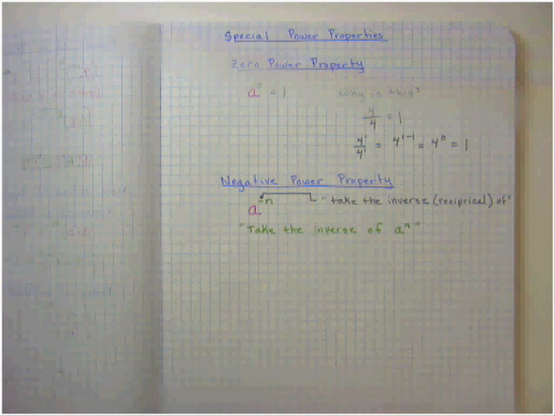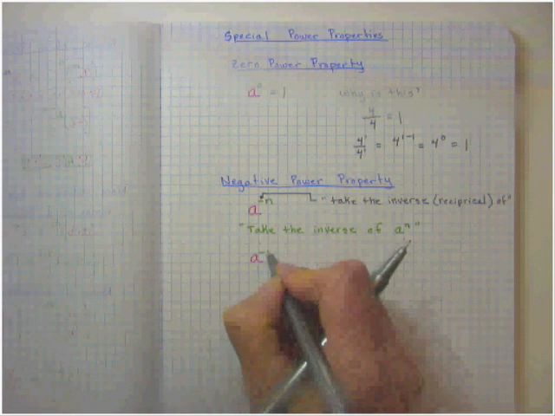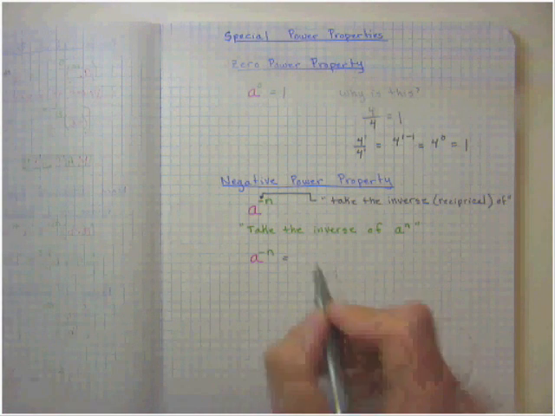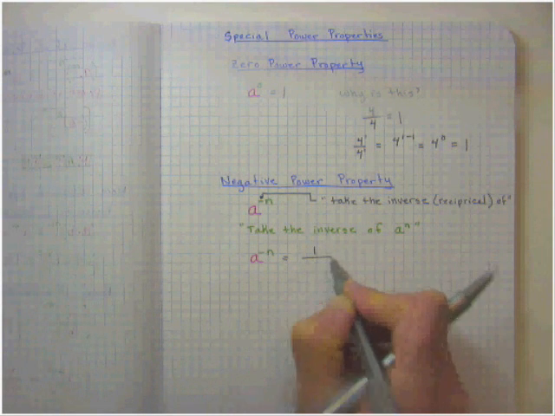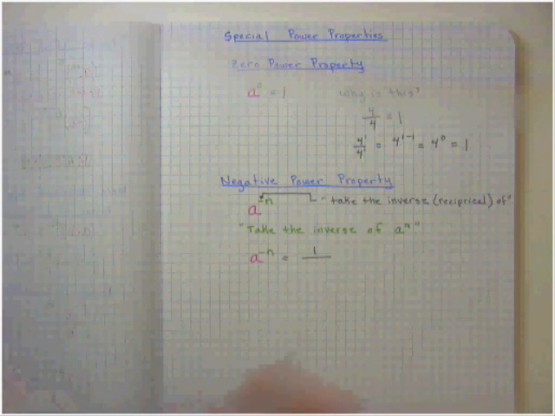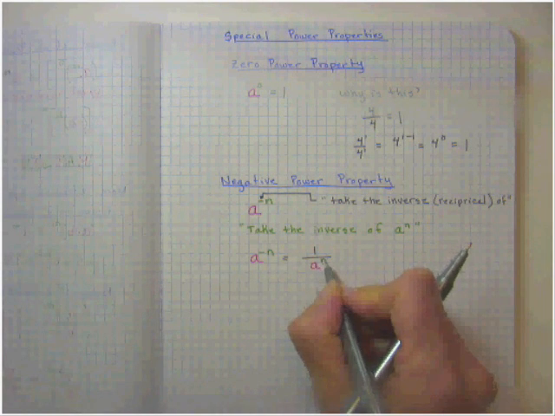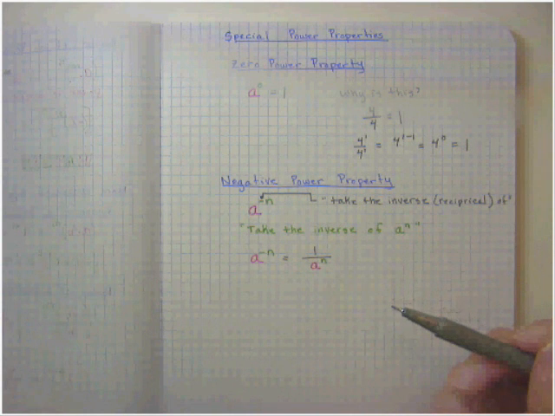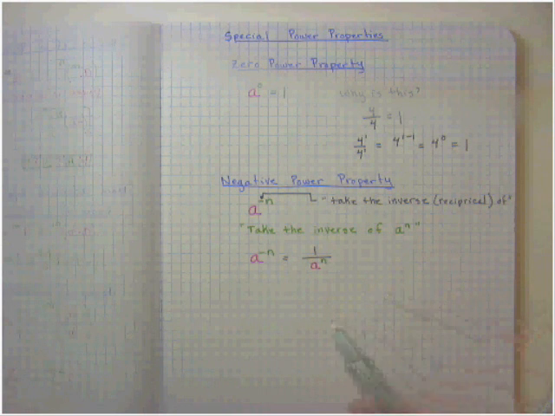Okay, so let's see what that would look like. So if I have a to the negative n, that's going to equal, that's going to go downstairs in the denominator because we have to take the inverse of a to the n, so then it's going to be a to the n. Notice there's no more negative sign in front of that exponent. It's where it wants to be. Okay? So let's look at this the other way.